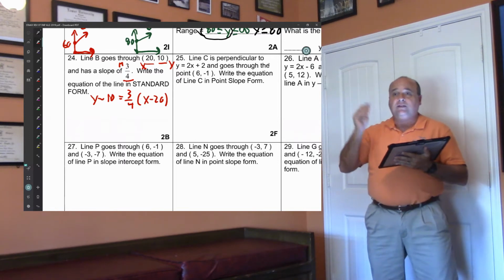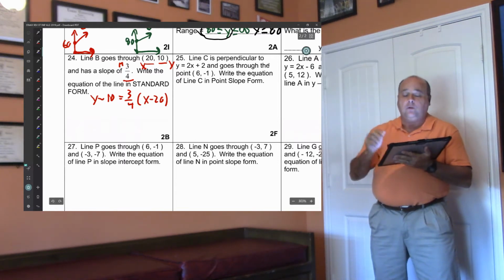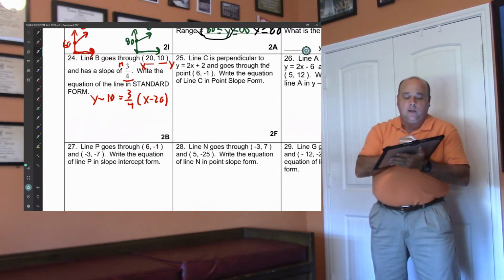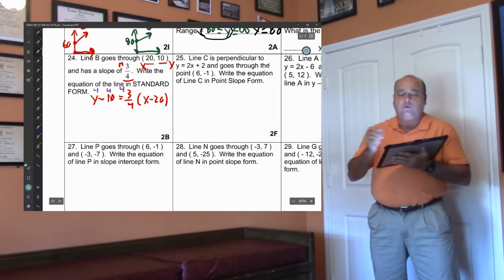Now then, I want this in standard. I'm going to do this one for you. So we need to get rid of the 3/4, don't we? We need to multiply by the 4. I'm going to multiply that 4 three times.